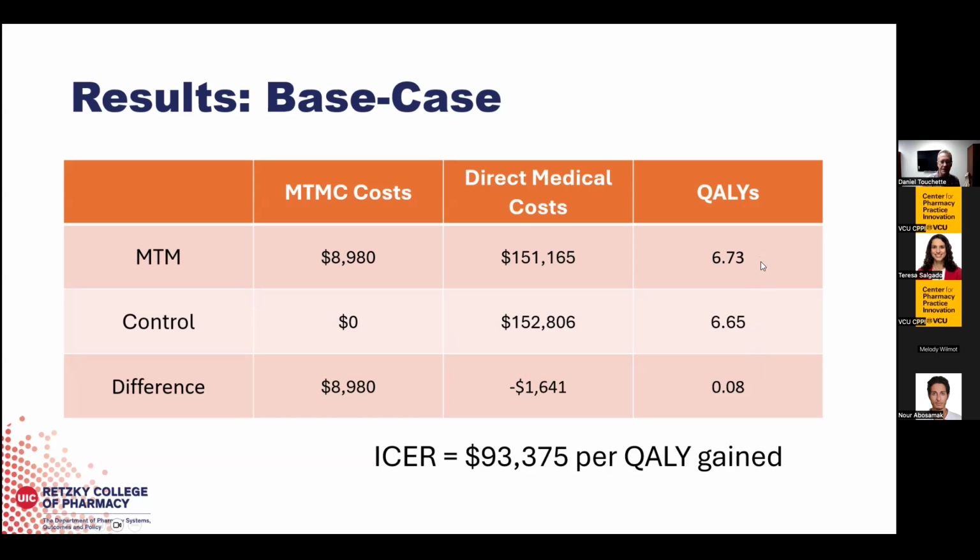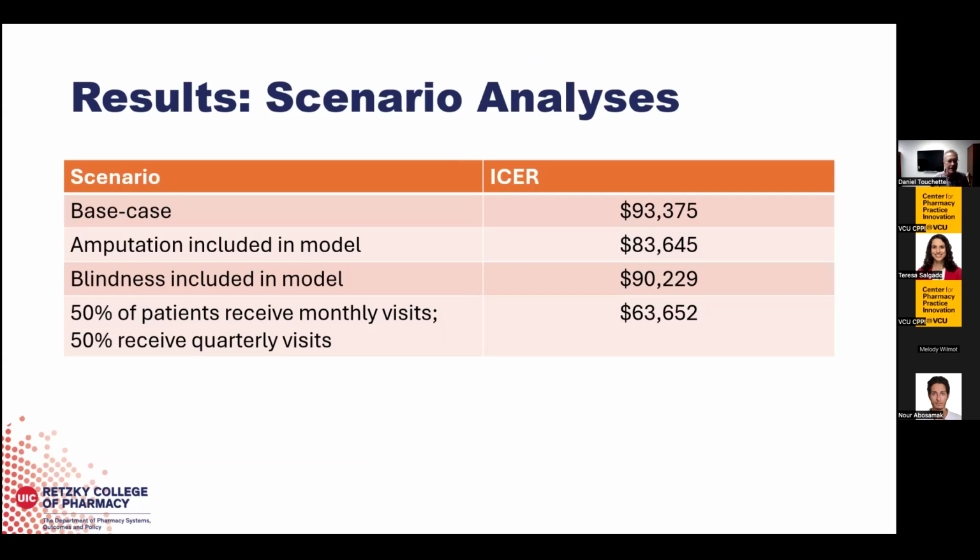And then you can see the quality gains here. So again, these are discounted, but we see about 6.7 QALYs gained in the MTM group, 6.65 in the control group, with a difference of about 0.08, leading to an incremental cost effectiveness ratio of $93,375 per QALY gained. So coming in just under that $100,000 per QALY gained estimate that we were using as our threshold. In a number of scenario analyses, when we built in amputation and blindness, we saw the ICER improve. So it got lower, and that's because, again, pharmacists, without any additional cost, building amputation and blindness into the model led to additional benefits.